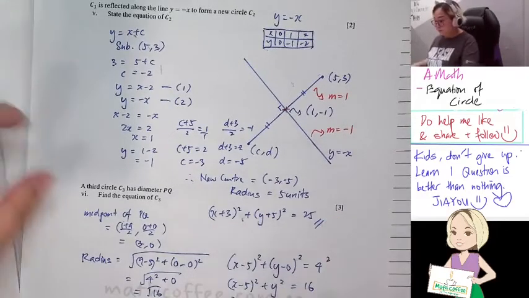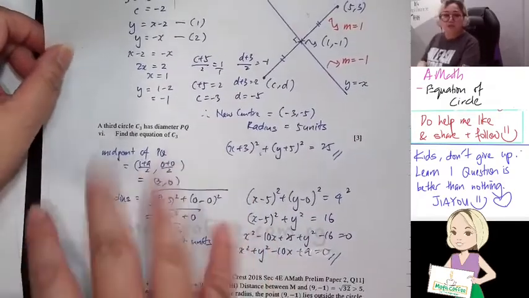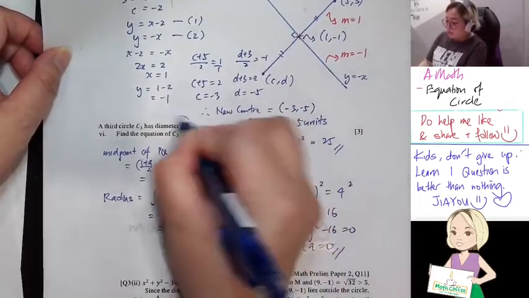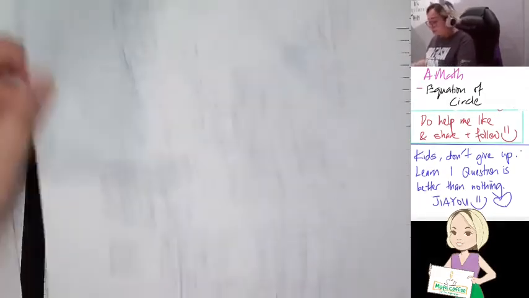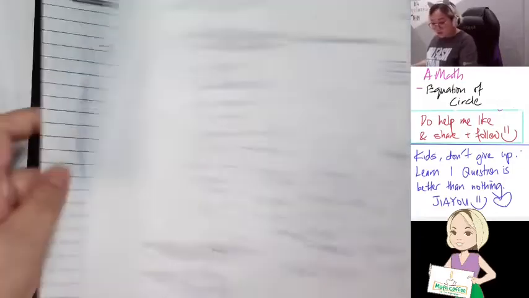C3 is pretty straightforward. You just find the midpoint, which is the center, because PQ is the diameter. If PQ is a diameter, it's very straightforward. Okay, so this is what I went through today.